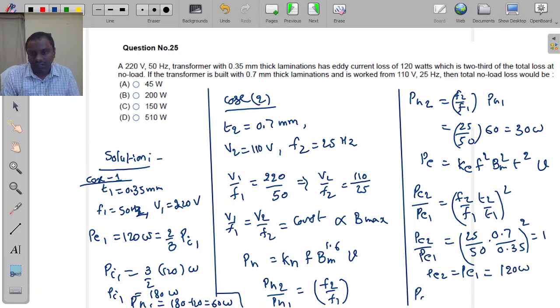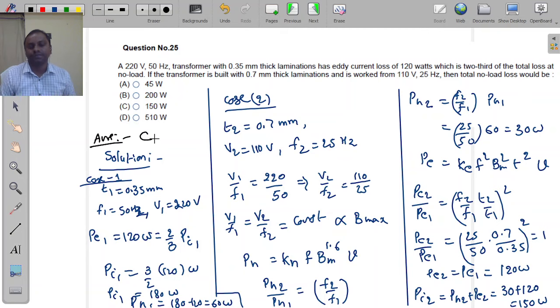Now total iron loss in the second case is PH2 plus PE2, that is 30 plus 120, so 150 watts. So the answer for this is option C.